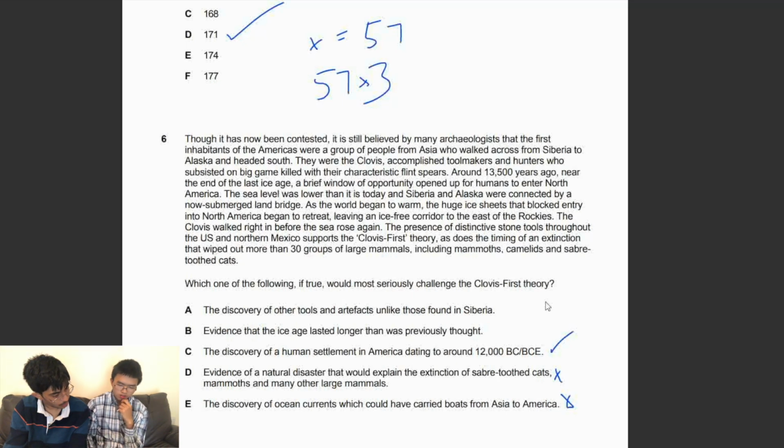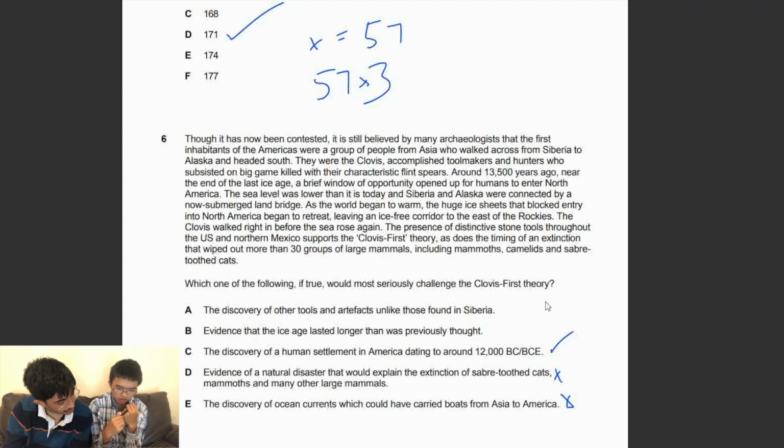So, that's probably wrong. The discovery of a human settlement in America dating to around 12,000. Do you even know what the Clovis first theory is? Yeah, that they were the first people who, a brief opportunity opened up to enter America, so they could just walk from Siberia to America. So they're the first inhabitants of America. Yeah. Okay.